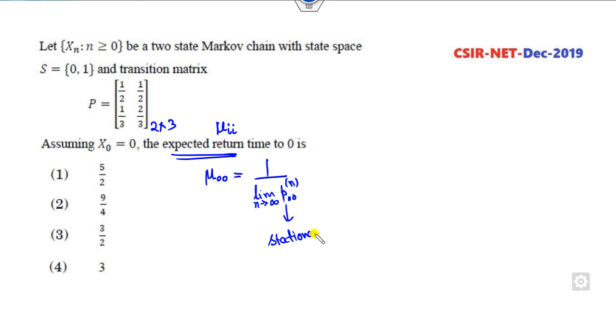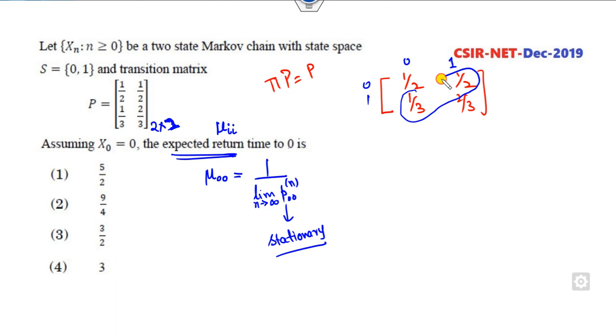How can you find it, it's a 2 cross 2. As I told you earlier, if you have a 2 cross 2, how can you find the limiting probability? It is not a doubly stochastic Markov chain. You can start from pi P is equal to pi. Otherwise, states are my 0, 1. So you have to look at the diagonal entries. So what is the stationary probability? 1 over 3 divided by the total, so 5 over 6. 1 over 2 divided by the total, 5 over 6.